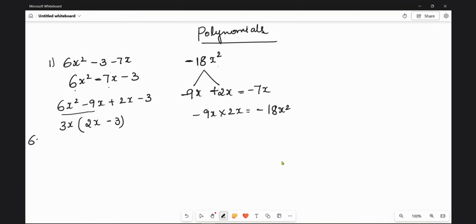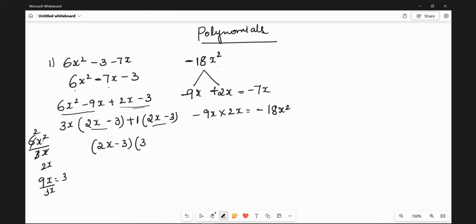If you have doubt, you can divide and see what you will get. So you'll get 2x, and 9x by 3x, you will get 3. So minus. Here there is no common term, so I will take it as plus 1. You will get 2x minus 3 itself. So you should get the same factors here, then whatever you would have done will be correct. So you will get 2x minus 3 into 3x plus 1.